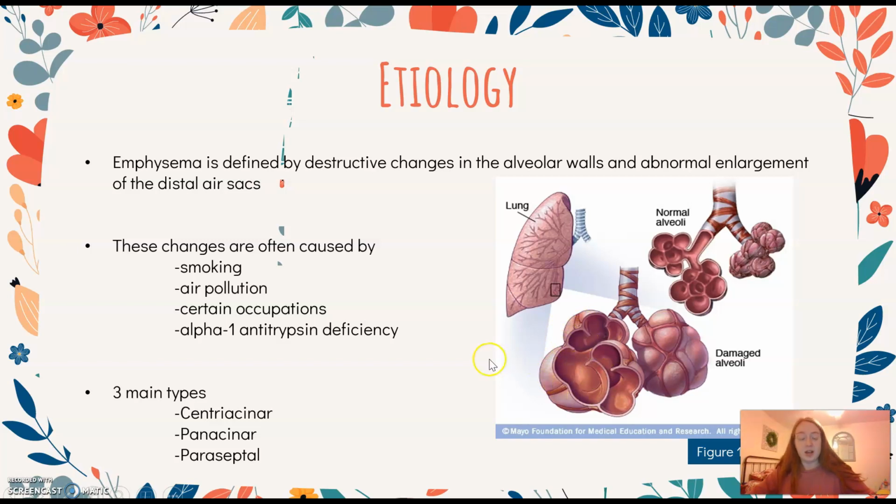And we end up with these large sacs. So to distinguish these large areas, we have the three types, and we're going to go into these more in depth, categorizing the differences with the large air sacs. But the three main types are centriacinar, panacinar, and periseptal.